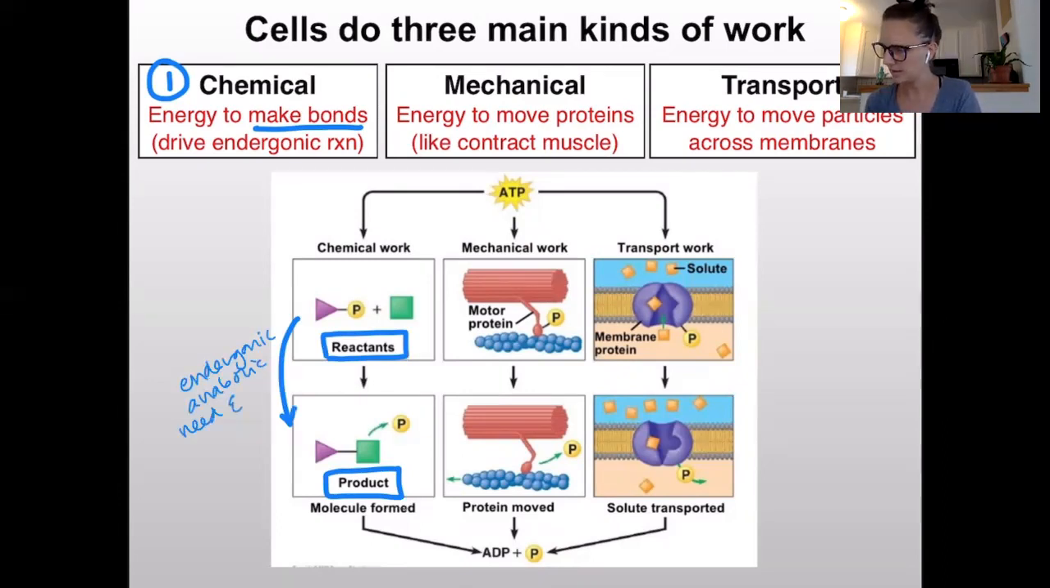The second main kind of work that a cell does is mechanical, right? And this is the energy to move proteins. For example, the example that we saw in that video was that crazy motor protein walking along the microtubule. It took literal steps along the microtubule. Another example shown down here in this image is cells using ATP to drive a motor protein. In this case, it's not a microtubule, but this blue is actually actin, or a microfilament, and that allows the filaments to come closer together, and that's how we move our muscles.